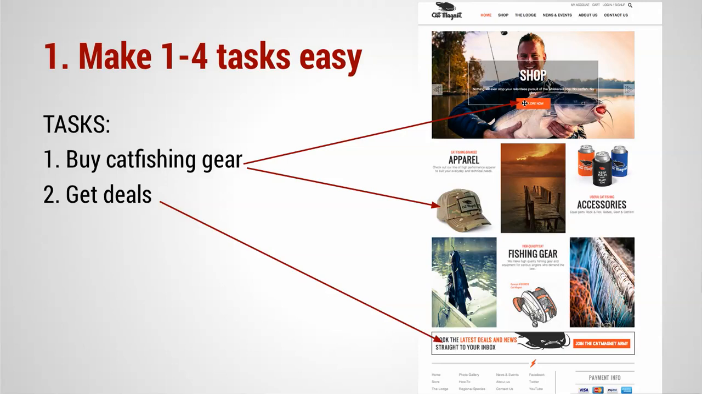So up here at the top, really, really big, the slider is all about shopping, and there's a big button that says shop above it. You can click and start shopping. And then the rest of the homepage pretty much is different gear that you can buy. So different things that you can look at while you're shopping. What else might you want to do on the site? Well, you don't want to just buy things, you want to get good deals. So they have an ad down here for deals. That's pretty much the 2 things you're going to do here.